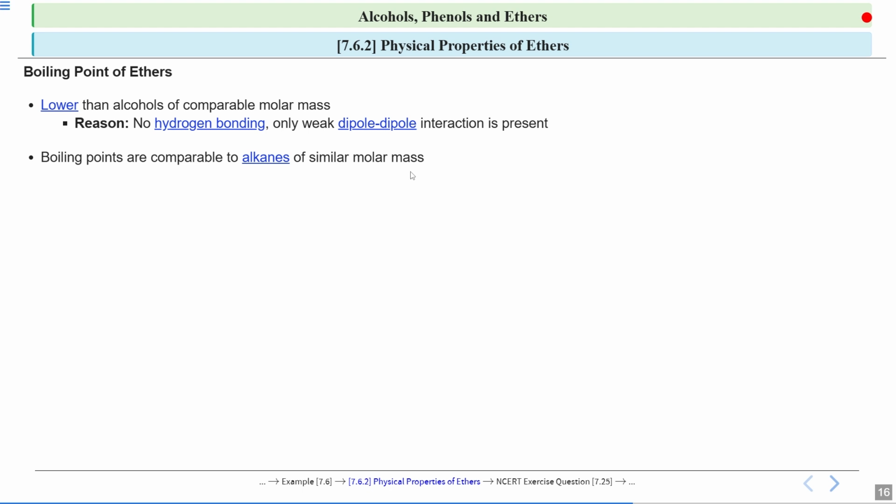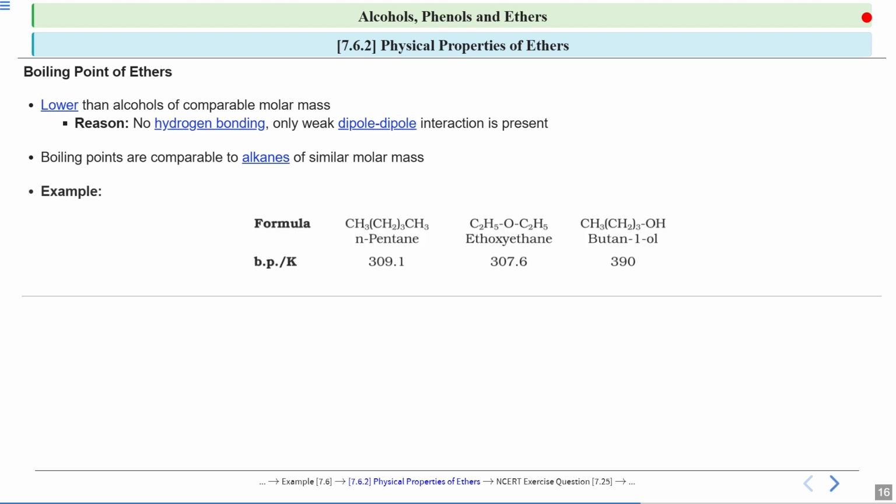So the boiling points are comparable to alkanes of similar molar mass. See here, if you have an alkane, that is n-pentane. The n here denotes that this is a straight carbon chain with no branching. And this is an ether, which is ethoxyethane. And this is an alcohol which has 4 carbon atoms. So it is butan-1-ol, 1 because the carbon to which your OH is attached is the first carbon.